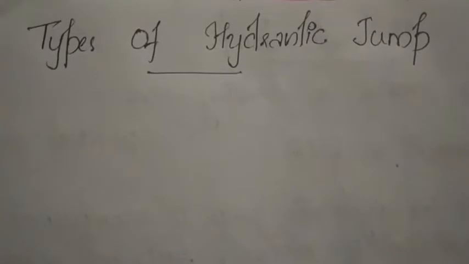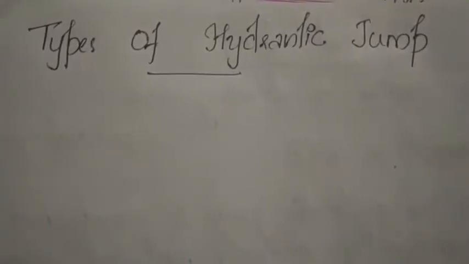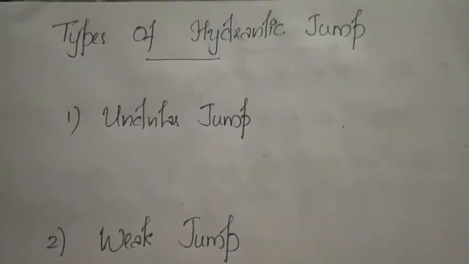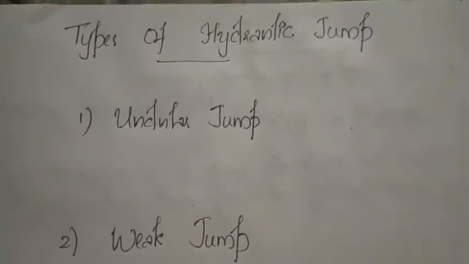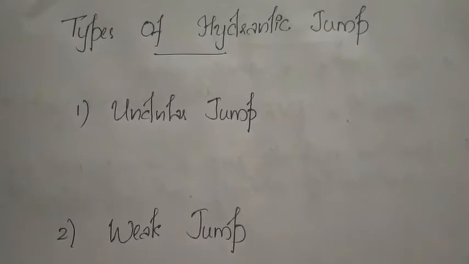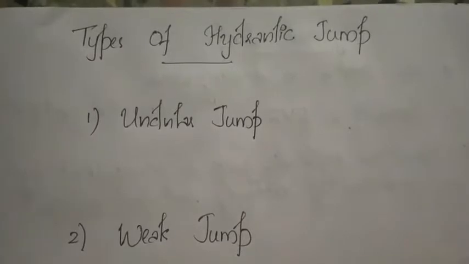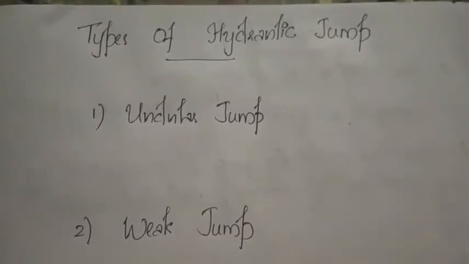Hello my dear students. Today we can discuss about types of hydraulic jump. So we know that hydraulic jump is defined as the rise of the water level which takes place through the transformation of the unstable shooting flow, that is a supercritical flow, to the stable streaming flow, that is a subcritical flow. So there are 5 types of hydraulic jump.